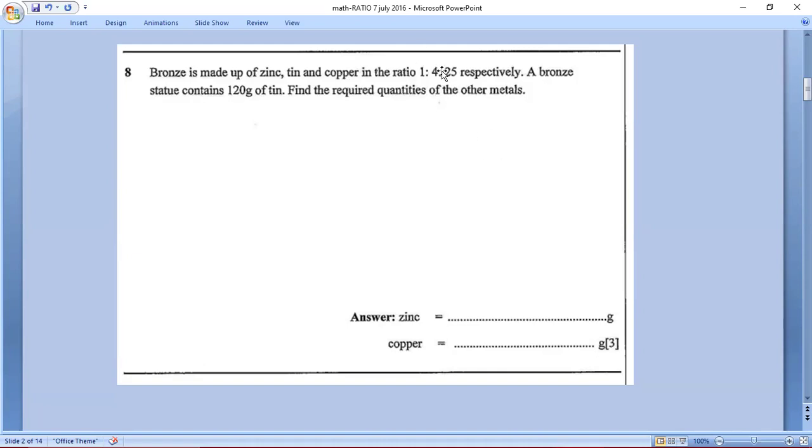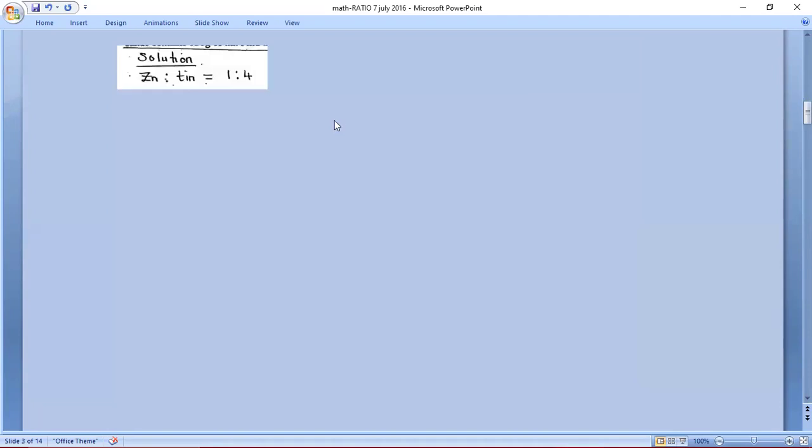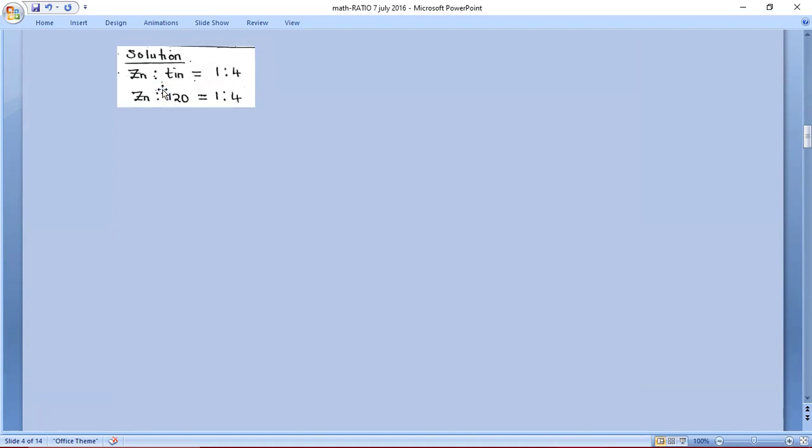That's the order. So 1 and 4 is zinc and tin. So zinc and tin is equal to 1 to 4. Zinc to tin is equal to 1 to 4. That's the ratio. Then remember that tin is 120. We've replaced the 120 there where there's tin. We've substituted, which is equal to 1 to 4.